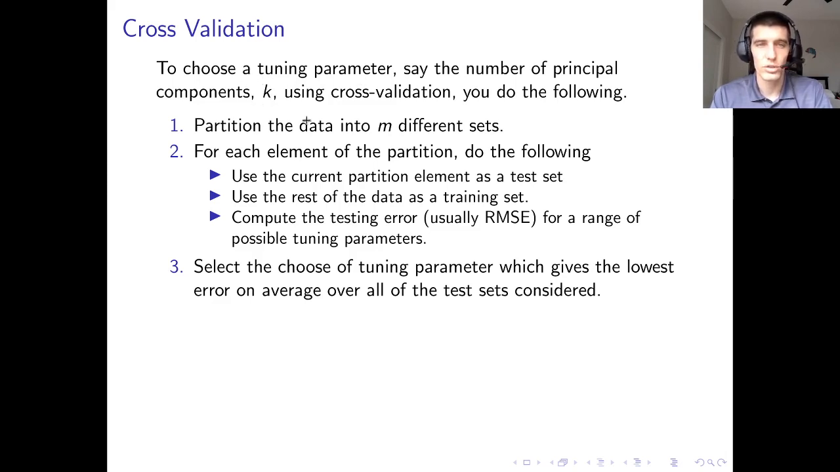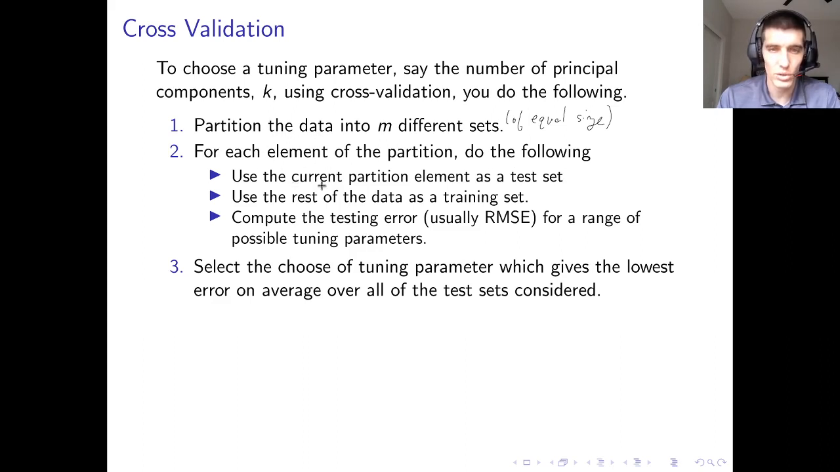Okay. So to do so using cross-validation, you do the following. You partition the data into m different sets. They should be of equal size, approximately. You don't want to have one extremely large and one extremely small. So we're going to partition the data into m different sets. For each element of the partition, that is, for each of the subsets, we're going to do the following.